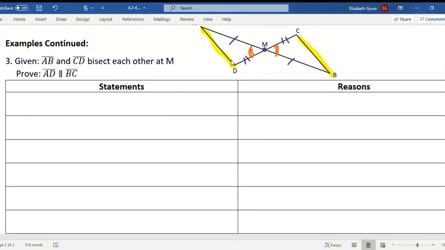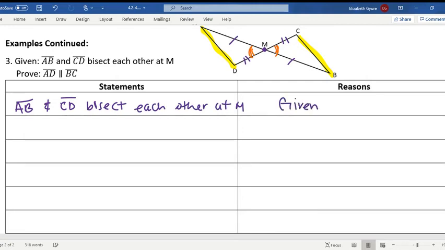So let's go ahead and put in our given. Segment AB and segment CD bisect each other at M. Now there's a little wording here I want to point out. Notice how it says they bisect each other. That's how you know you'll be able to show both parts are congruent. If it just said that segment AB bisects segment CD, then only one of them is getting cut in half, okay? So just be careful with that wording there.